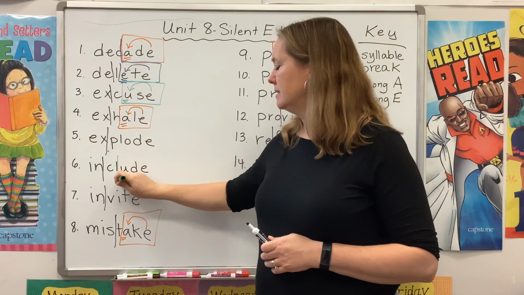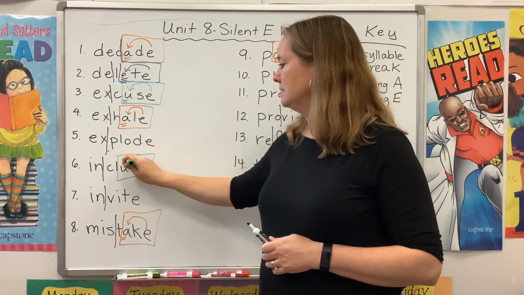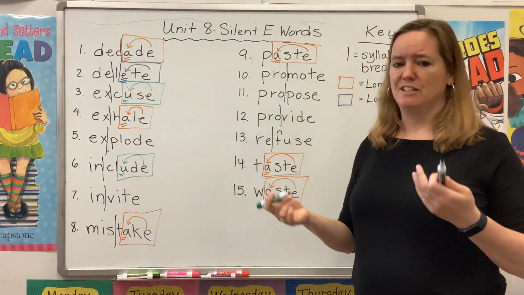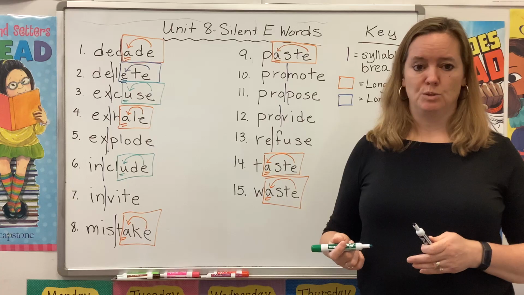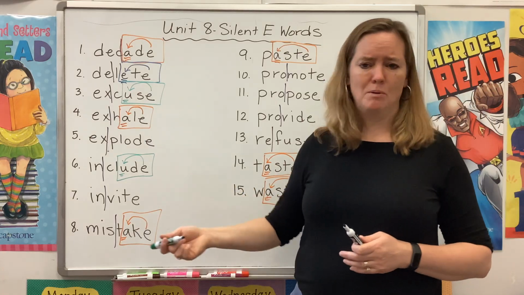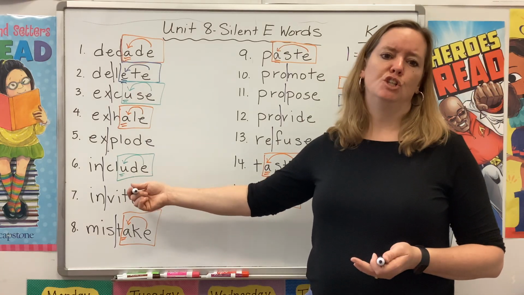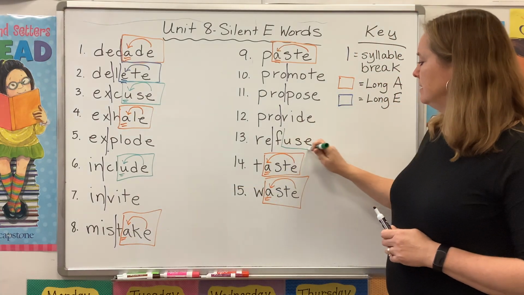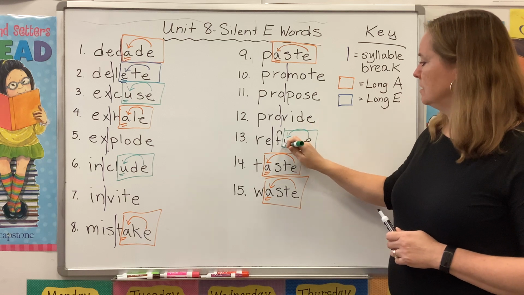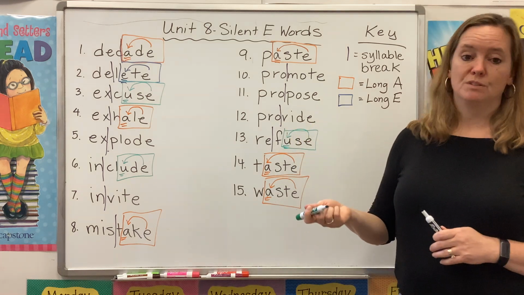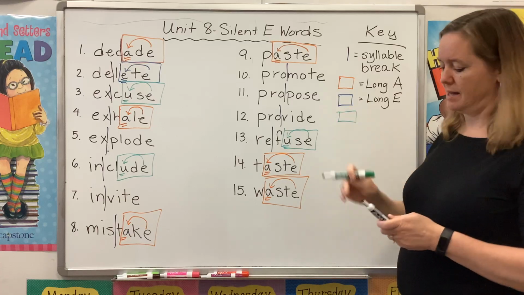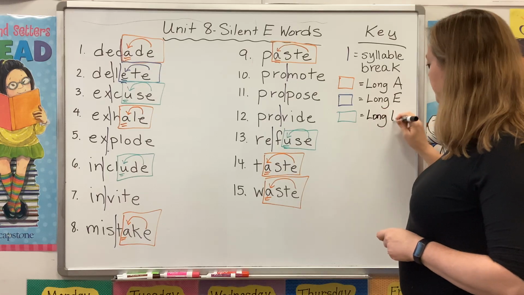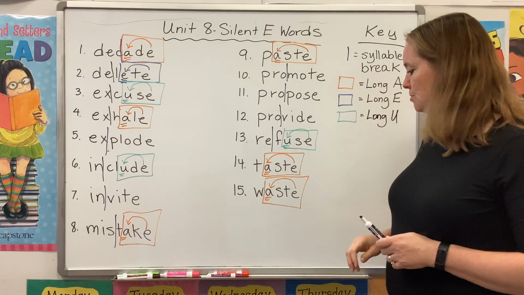Down here, the E is going to make the U say its name, but we know that long U is weird because sometimes it says U and sometimes it says oo. So you might have to try out both. Include or include. One of those will sound right to you. And then here, refuse. So green box equals long U. All right, three vowels down, two to go.